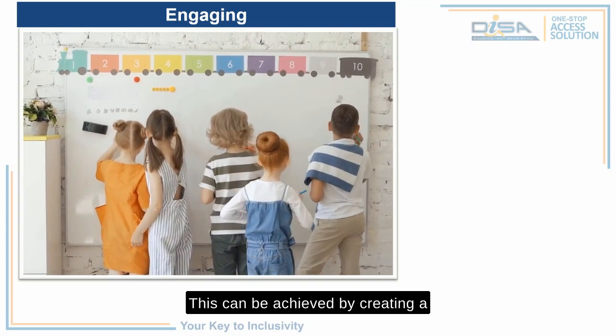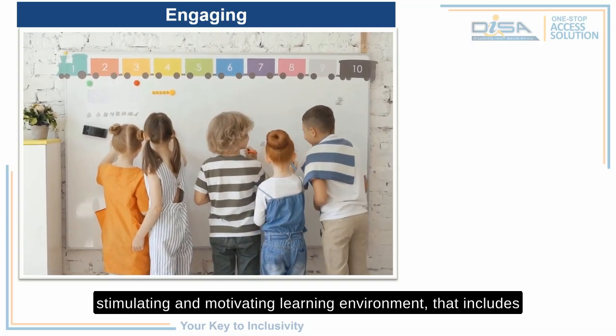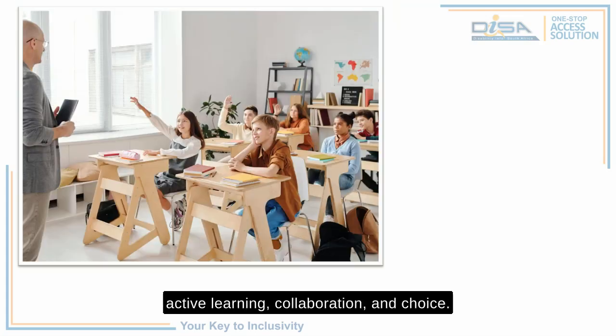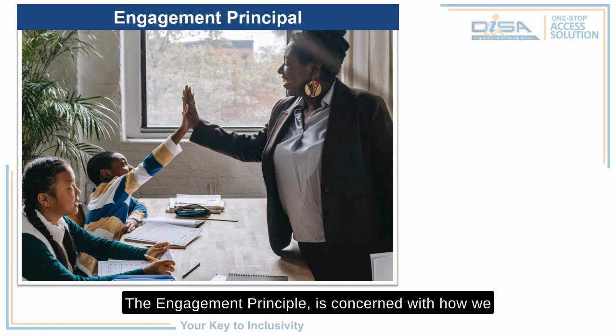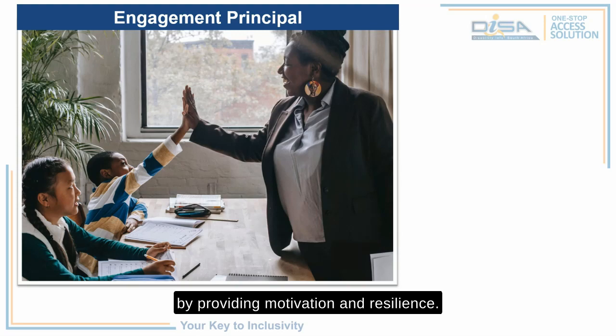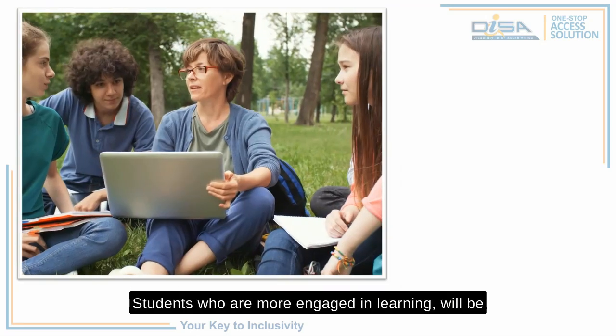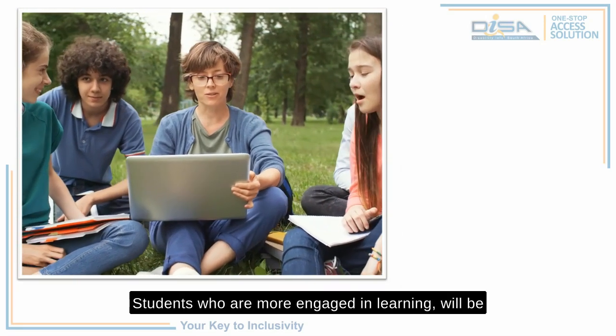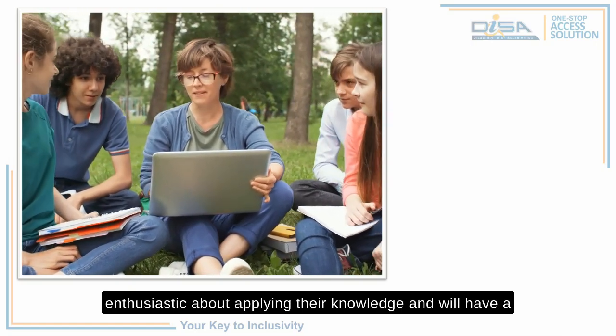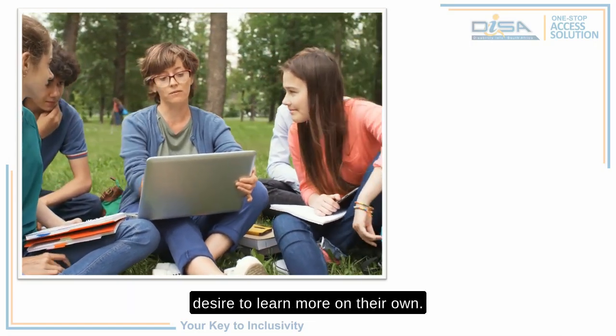This can be achieved by creating a stimulating and motivating learning environment that includes active learning, collaboration, and choice. The engagement principle is concerned with how we make decisions based on emotion and motivation. It guides the design of learning environments that are safe, relevant, and support students by providing motivation and resilience. Students who are more engaged in learning will be enthusiastic about applying their knowledge and will have a desire to learn more on their own.